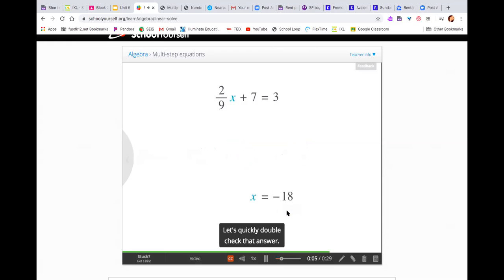Let's quickly double check that answer. If we plug in -18 for x, is this equation true? Well, 2/9 times -18 equals -4. And sure enough, -4 plus 7 equals 3. So this checks out, and -18 was the correct answer. All right, now try another equation with a fraction. Solve this equation for y.